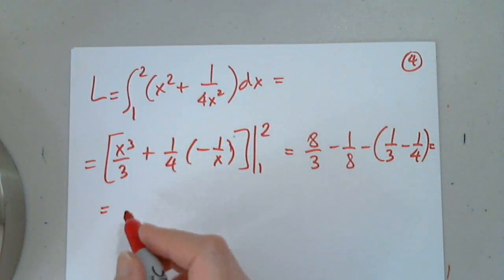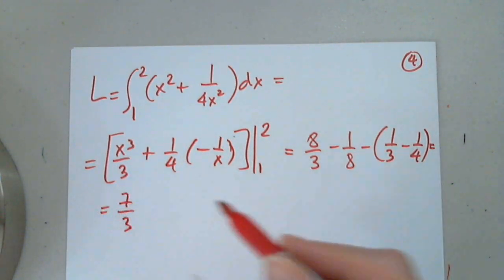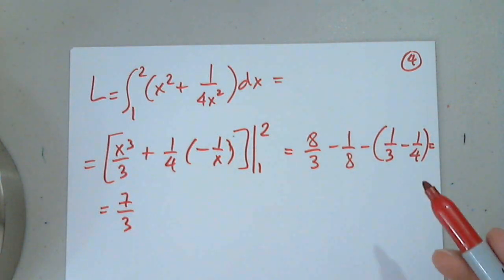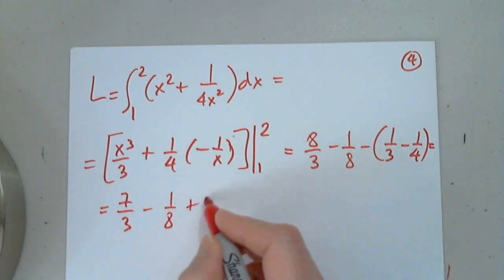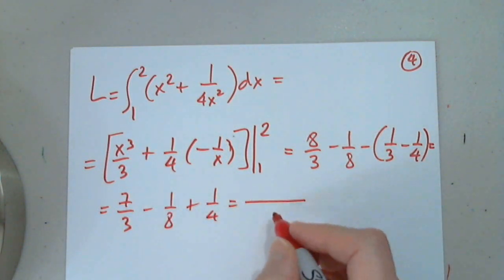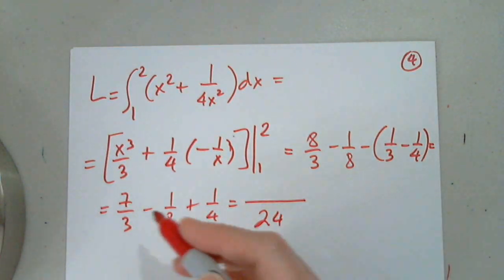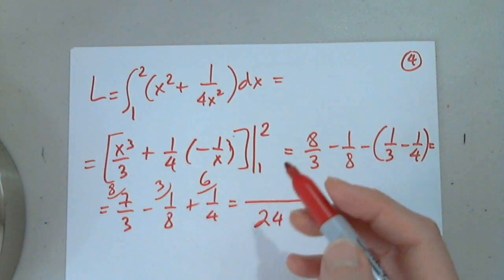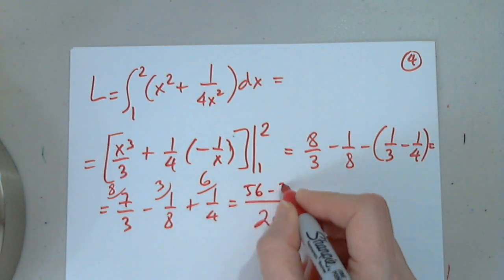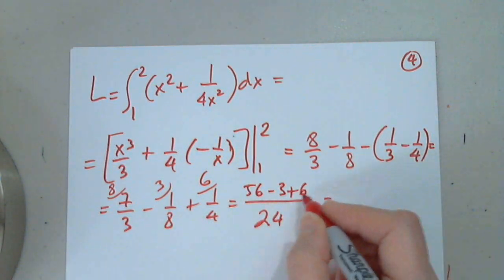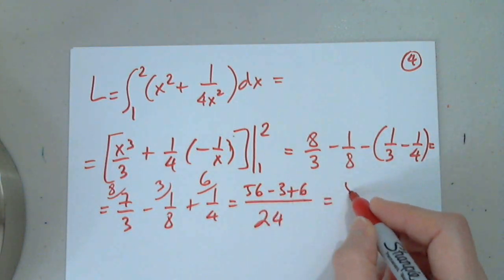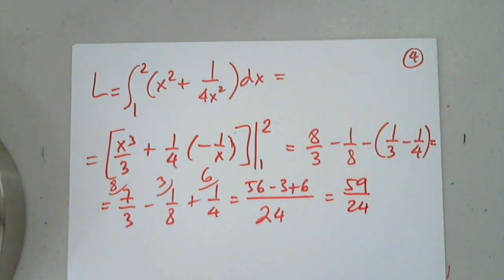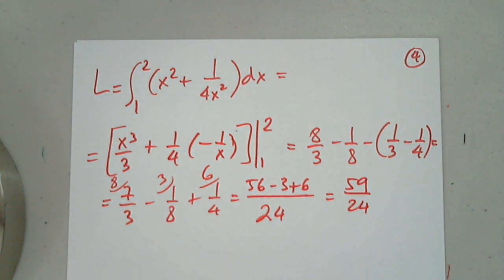Let's see what we get at the end. We had 8/3 minus 1/3, 7/3, minus 1 over 8 plus 1 over 4. The least common denominator is 24. I need an 8 here, a 3 here, and a 6 here. So 56 minus 3 plus 6, 59 over 24. Good.